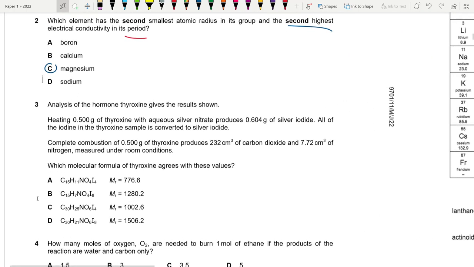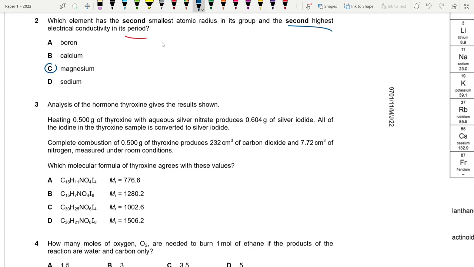Number 3. Analysis of the hormone thyroxine gives the results shown. Heating 0.5 grams of thyroxine with aqueous silver nitrate produces 0.604 grams of silver iodide. All of the iodine in the thyroxine sample is converted to silver iodide. Complete combustion produces 232 cm3 of carbon dioxide and 7.72 cm3 of nitrogen. Which molecular formula of thyroxine agrees with these values?